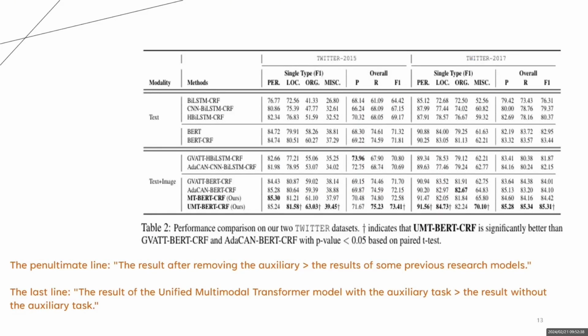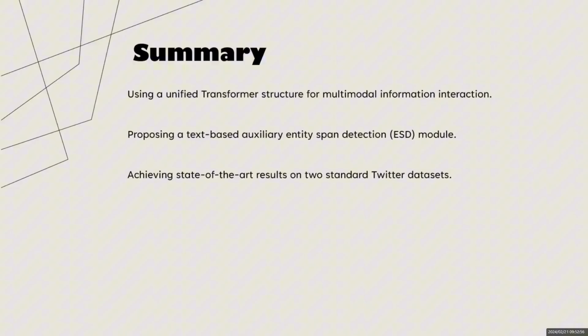Then we can see the results. The result after removing the auxiliary task is lower than the result of some previous research models, and the result of the UMT model with the auxiliary task was greater than the result without the auxiliary task. The summary is that using a unified transformer structure for multimodal information interaction, and processing a text-based ESD auxiliary task, the model achieves state-of-the-art results on two standard Twitter datasets.